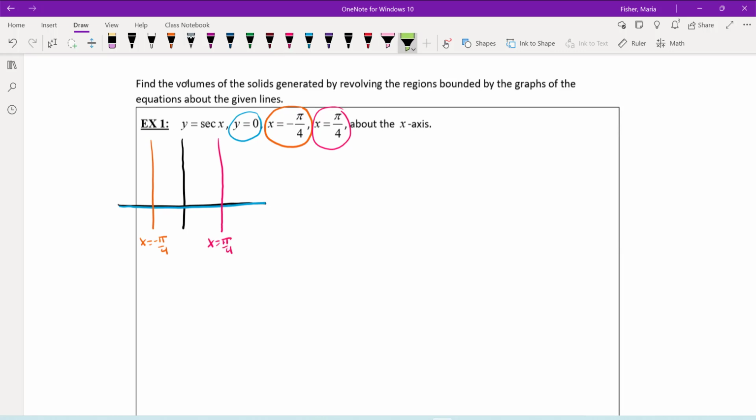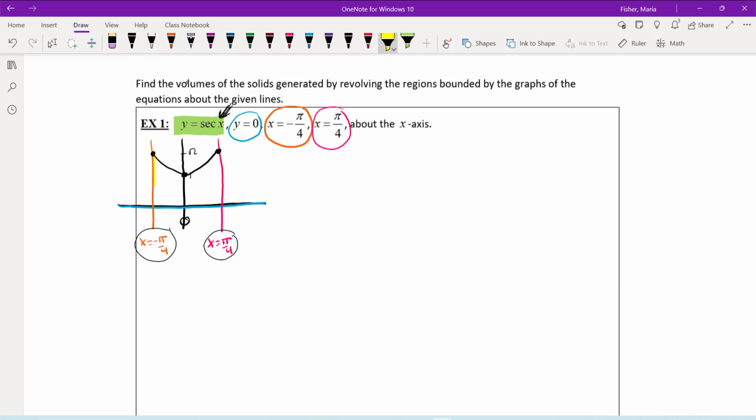Finally, let's draw in the secant of x. Well, we can just use numbers to draw the secant of x. When x is negative pi over 4, the secant of negative pi over 4 is going to be positive square root of 2. So let's just put a dot here at the square root of 2. When x is 0, the secant of 0 is 1. So let's put a dot here at 1. And finally, when x is positive pi over 4, the secant of positive pi over 4 is the square root of 2. So that's the other dot. And we're going to connect those dots.